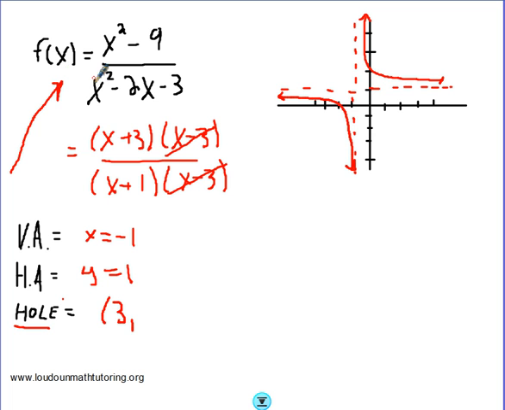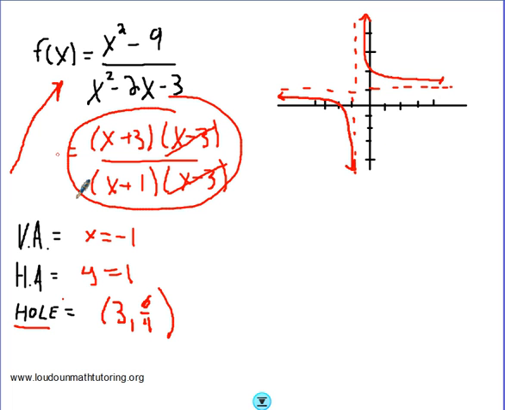So what you need to do when you're looking for the hole is not plug that 3 into the original function. You have to plug it into this function. Plug it into the factored function. So you get 3 plus 3, which is 6, and then 3 plus 1 is 4. So when you're looking for that hole, remember the hole is based on this graph, not on the original graph.